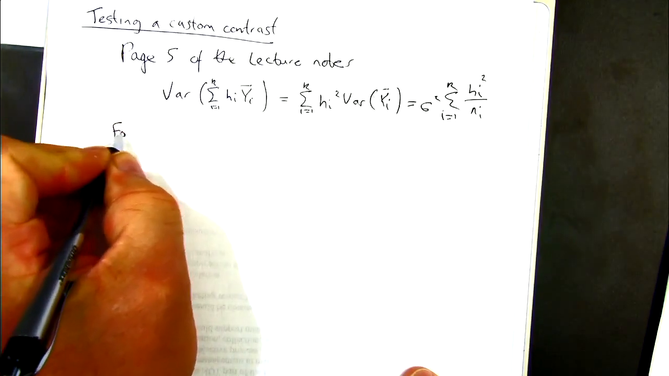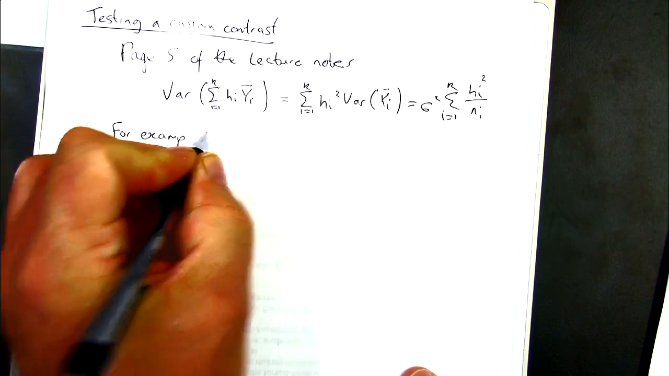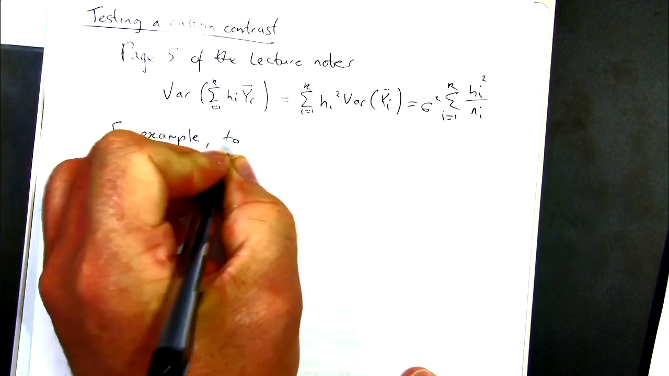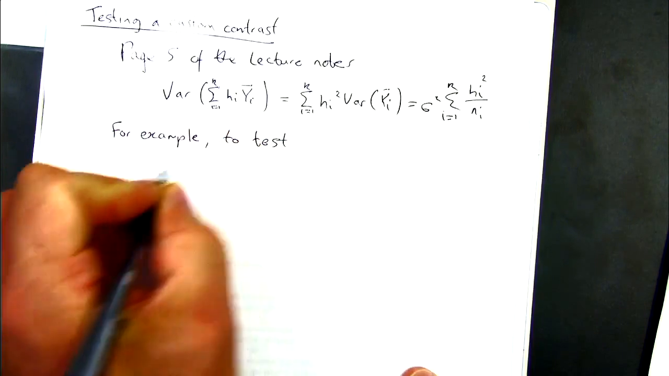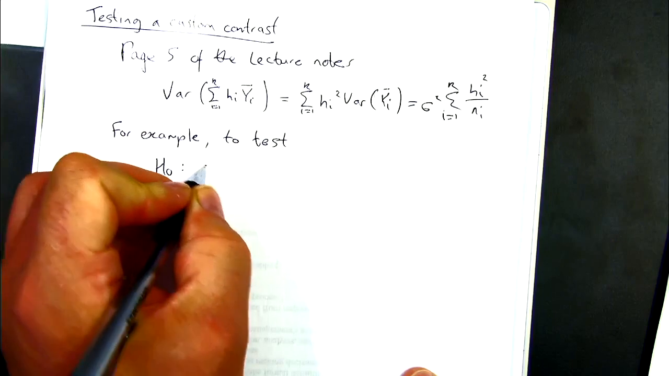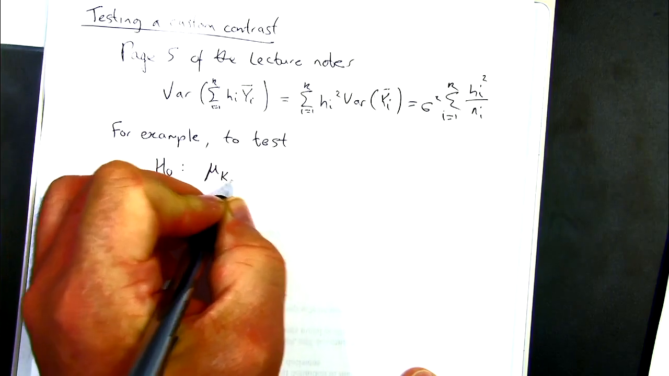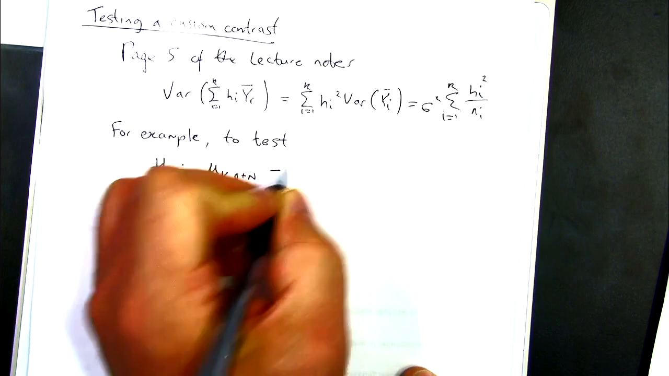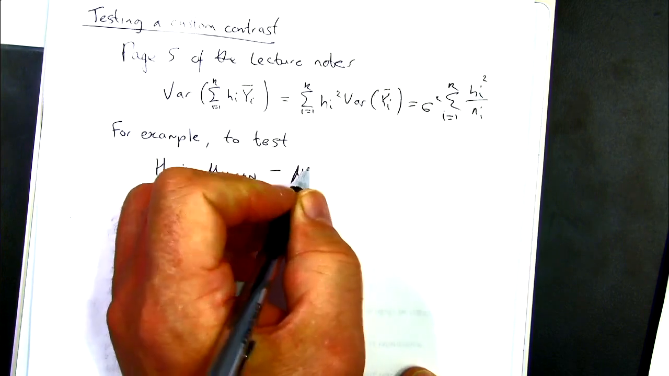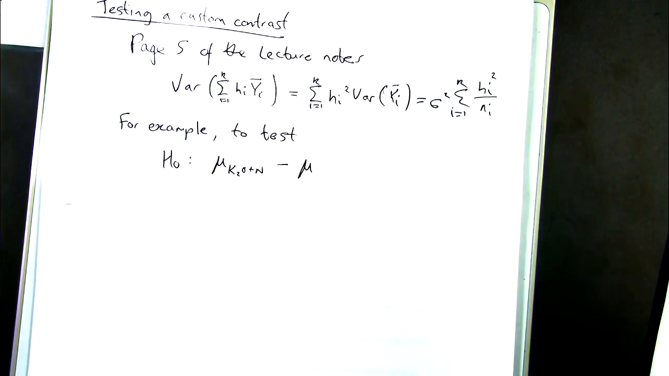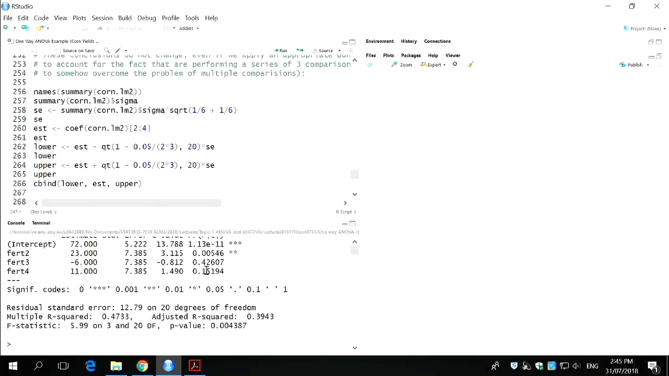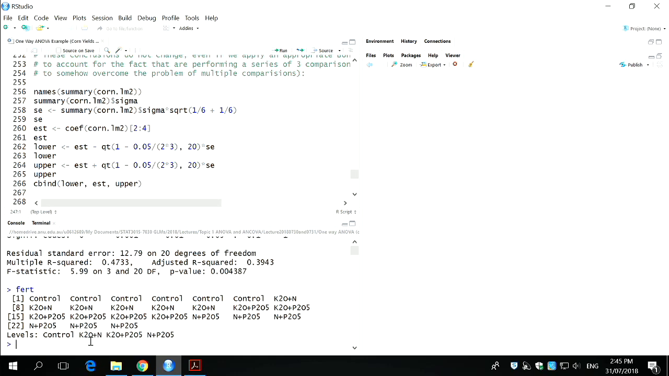So, for example, to test H naught: mu for K2O plus nitrogen, minus the mean for, what was the other one? Should have noted that down before I did. Fertilizer 4. N plus P2O, nitrogen plus potassium.